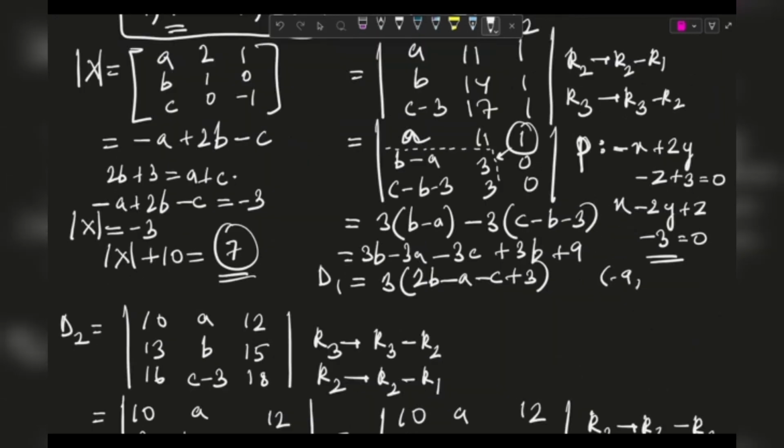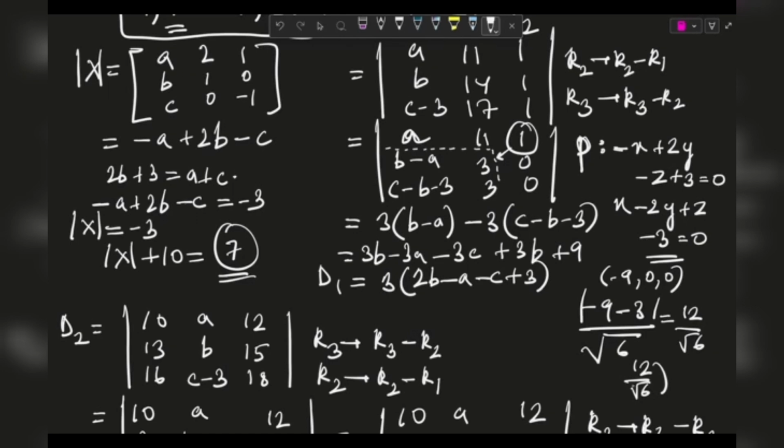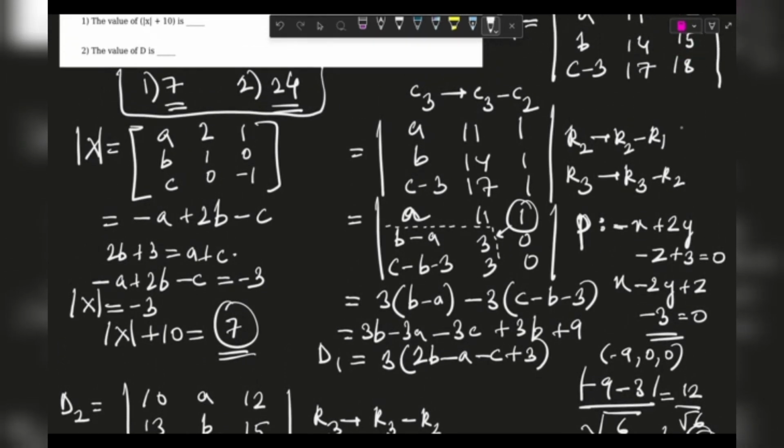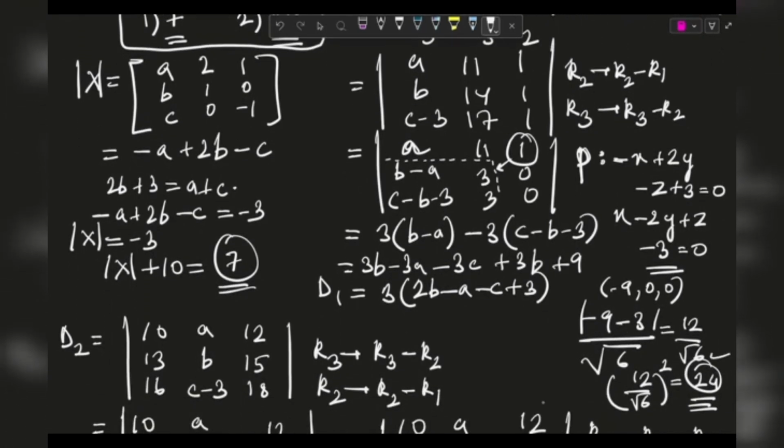So minus 9, 0 and 0, which basically becomes minus 9, and this is minus 3, mod whole, divided by root under 1 square plus 2 square is 4, 5, plus 1 square again 6. So this is 12 by root 6. And if we square up 12 by root 6, this will be 144 by 6, which is 24. So our final answer is 24. I guess that was asked in our question. I will check once. Yeah, we were asked the value of D. So the answer here will be 24. So this was it for this comprehension type question.